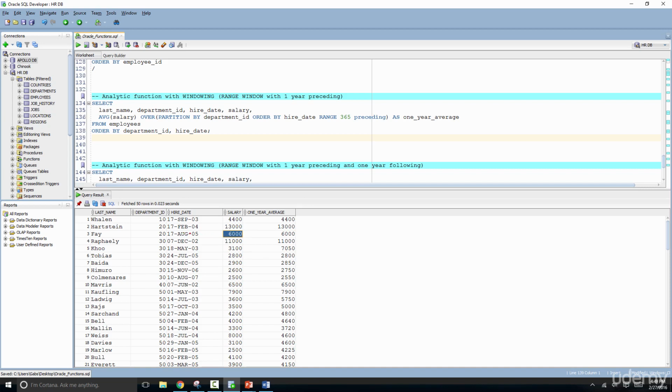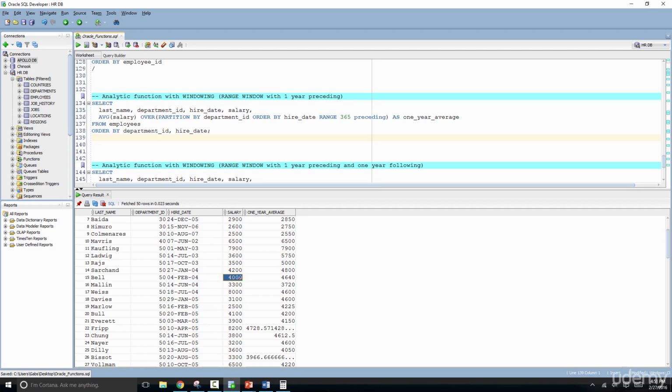So if there's anybody who was hired anytime within the window of 17th August 2005 and 17th August 2004, then that person would fall inside this window. But there's no one in that department who was hired during that 1 year window. Now let's look at a case here like Bell. Bell was hired on the 4th of February 2004 and his salary is $4,000. Moving average is $4,640. Why is that?